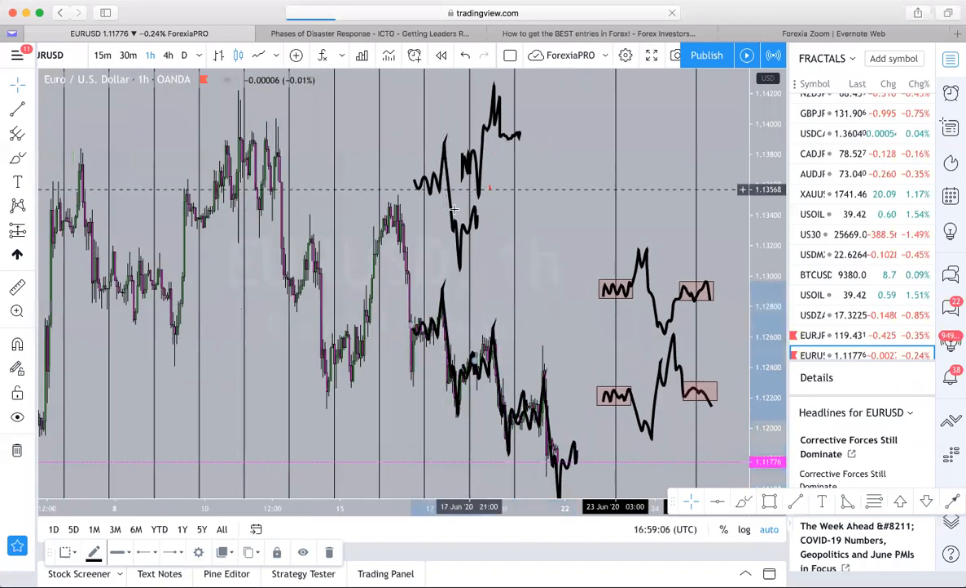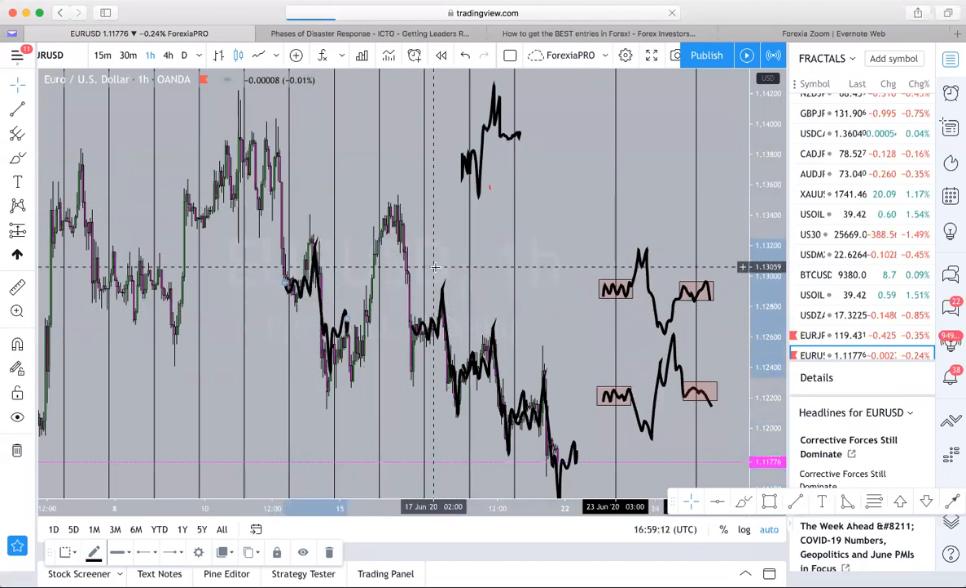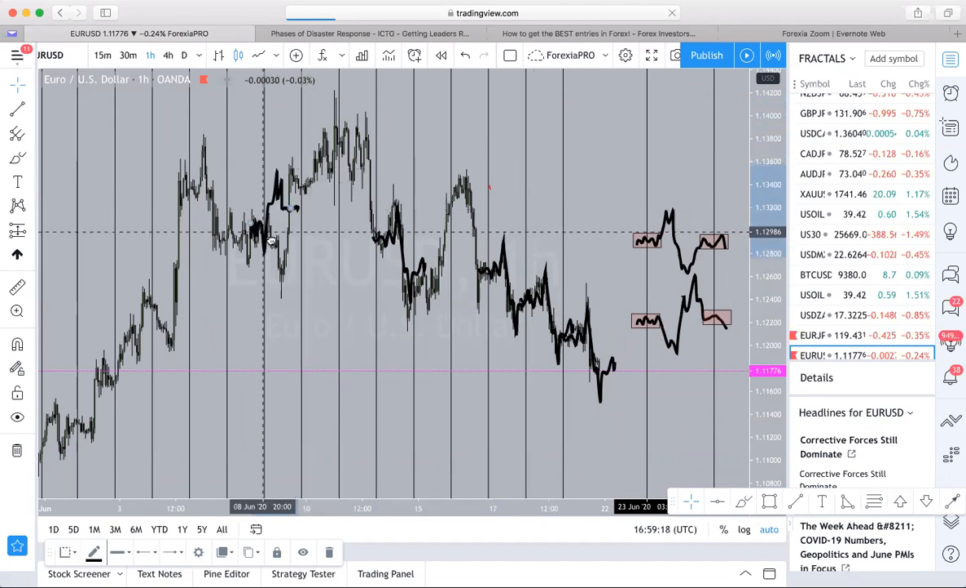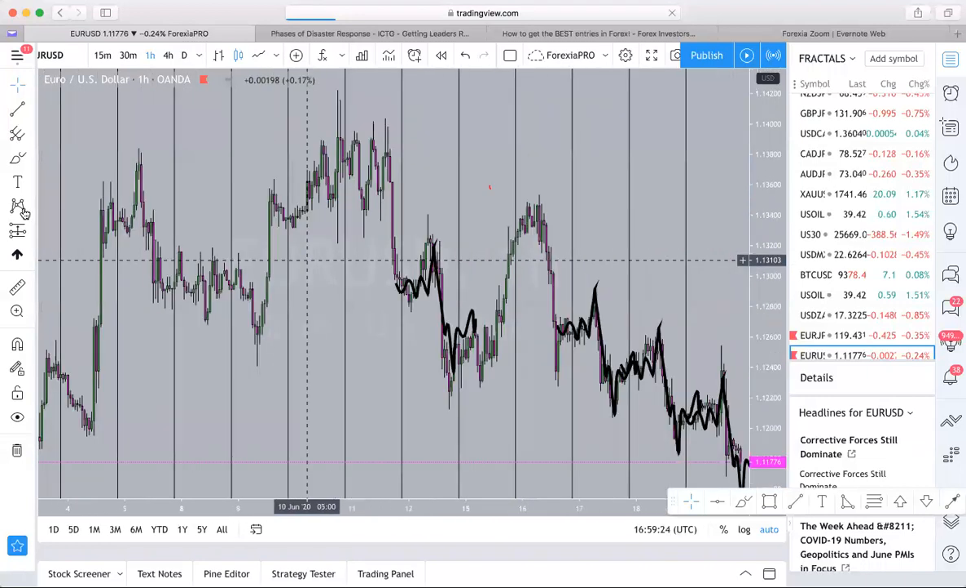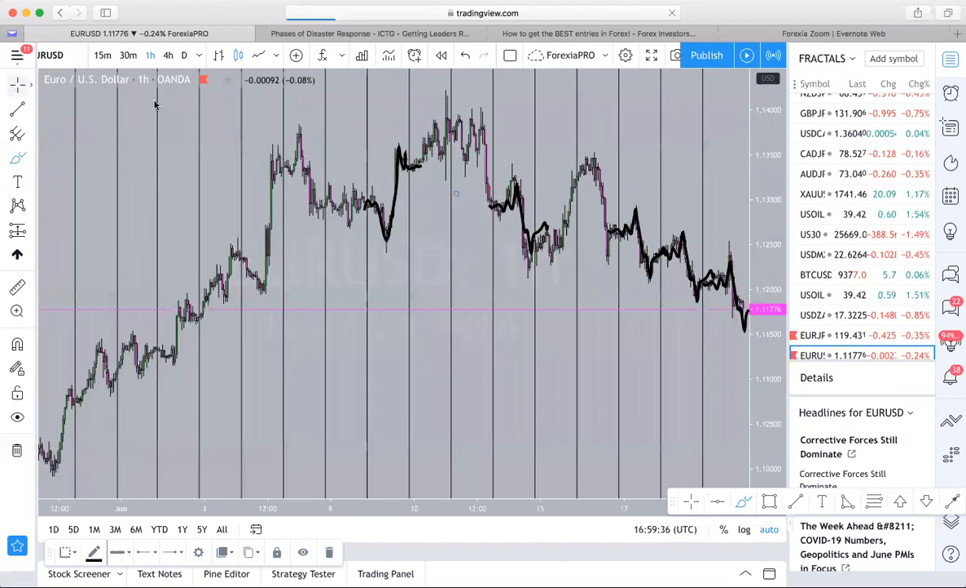Now, you can stretch it out a little bit. Here it is once again. Now, here is the same pattern, just inverse. You can see it right here. Consolidation, breakout to the downside. There it is. And how many times does this happen over and over again?